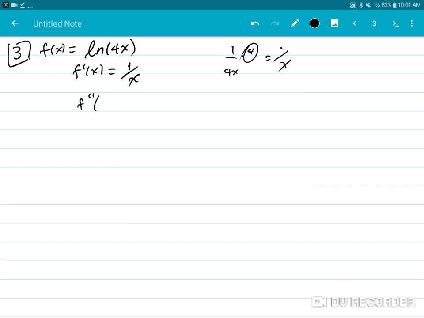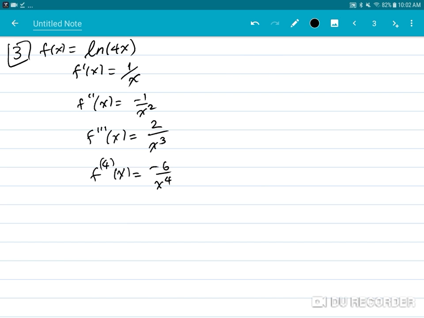The second derivative is minus 1 over x squared. Third derivative is 2 over x cubed. The fourth derivative is minus 6 over x to the fourth. Okay, and that's what they want.